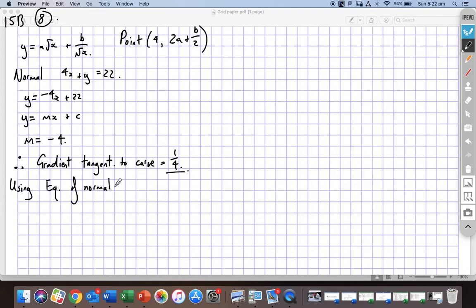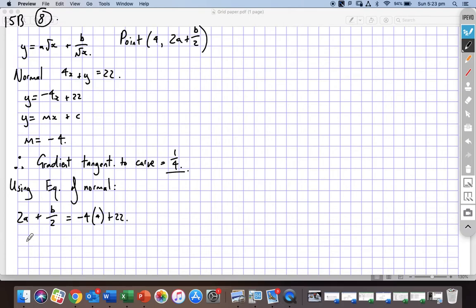Now I could have started with the derivative because we're going to be using that as well, but we have an x value here, we have a y value, and we have an answer, where x equals 4. We have an equation that fits where x equals 4. So we can get an expression using this normal equation. So if y equals minus 4x plus 22, we could say 2a plus b on 2 has to equal minus 4 times 4 plus 22.